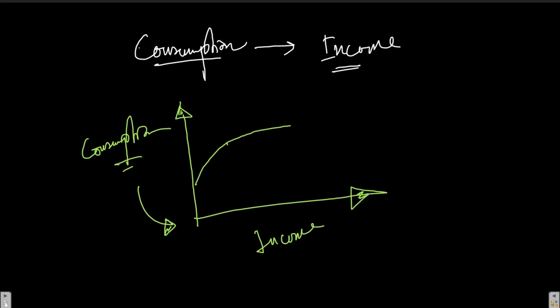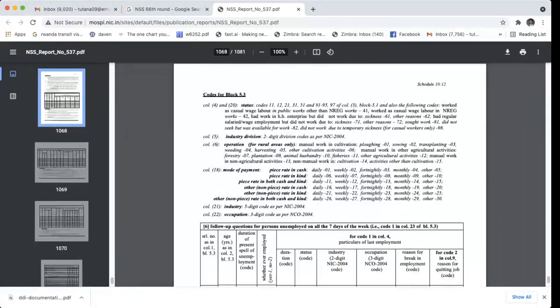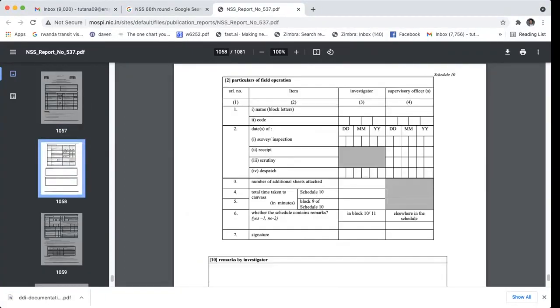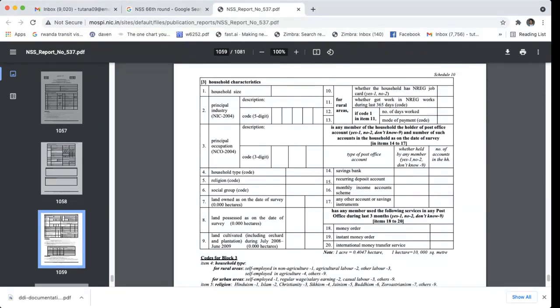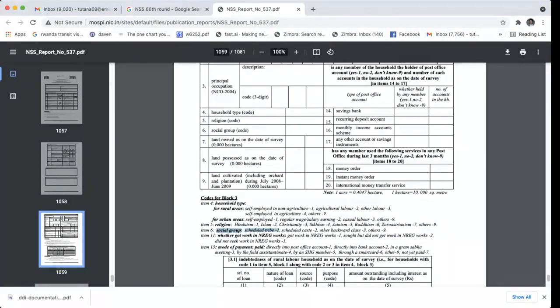I'll end this lecture with one more example that we often use in social science, and that is social status. Okay, social status is indeed difficult to measure: who is standing where in terms of social status. All the data that you can get here is in this item 6. You can see the social group, and if you go to the code in item 6, you will have social groups: scheduled tribe, scheduled caste, backward classes, and others. Okay, so these are the four classes: ST, SC, OBC, and others.